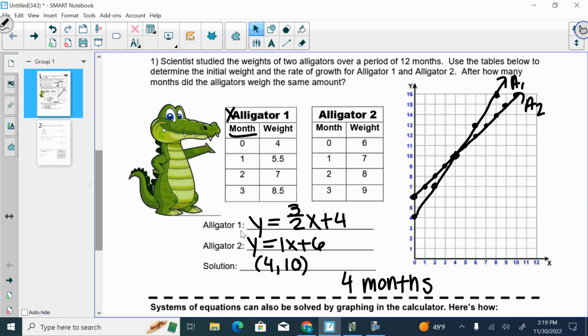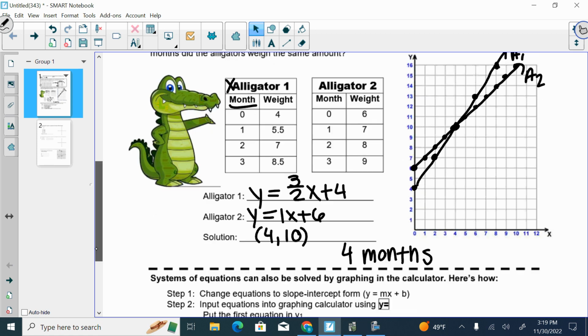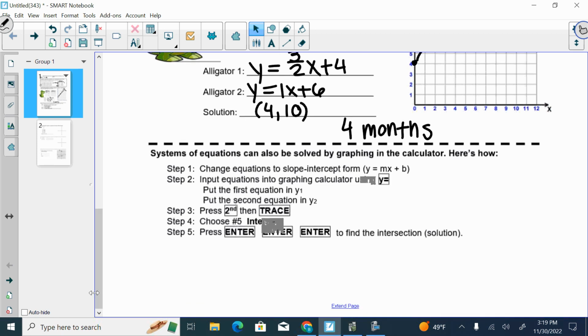So that's what we're going to do next. Let the calculator find that point for us. So it says these are the equations, or the steps. You always want to make sure you're in y equals mx plus b, just like normal. But instead of going and graphing them on your paper, you're going to put them in y1 and y2 in your calculator. And then you'll just press second trace, choose number 5, and press enter 3 times. And it's going to tell you where that coordinate point is. Okay? All right, so let's give that a try.